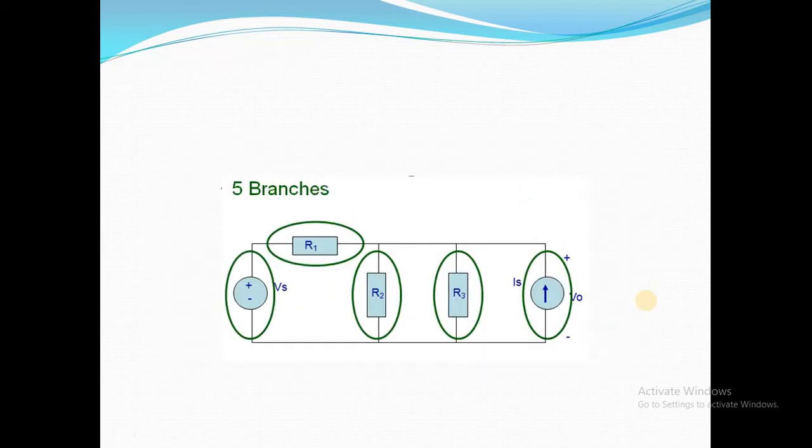5 branches. How do we see the branches? Between two elements, if you connect a wire, it is called a branch. So this is one branch, second branch, third branch, fourth branch and fifth branch. Like that we can calculate.